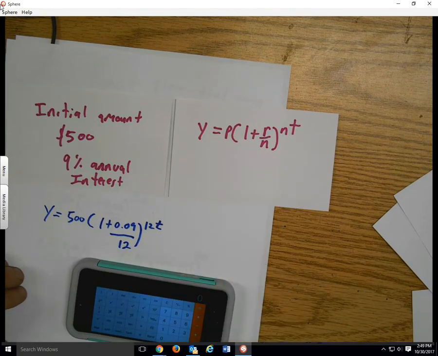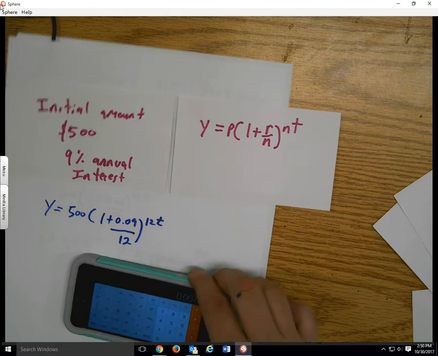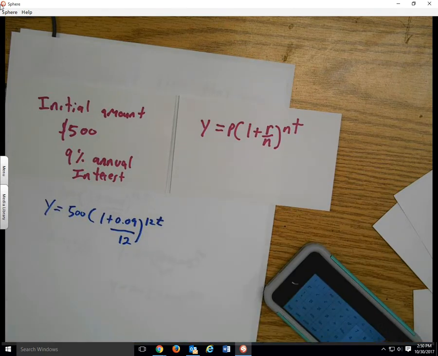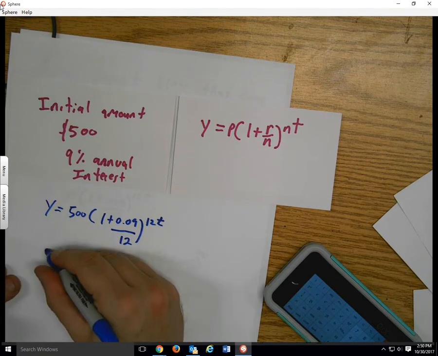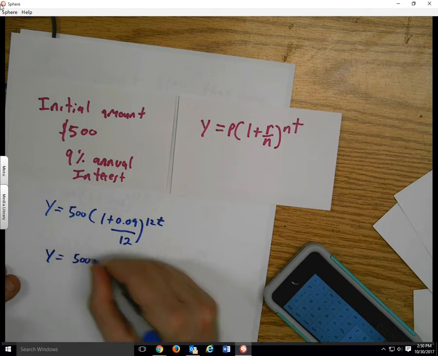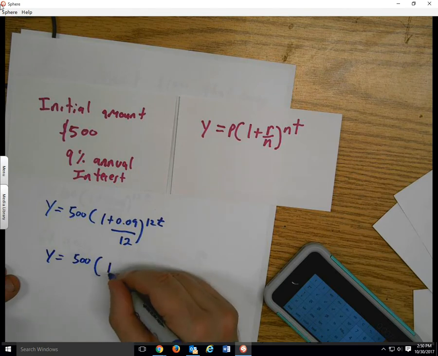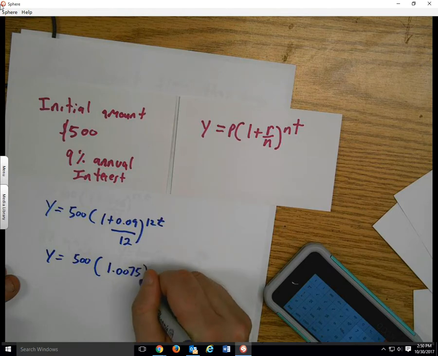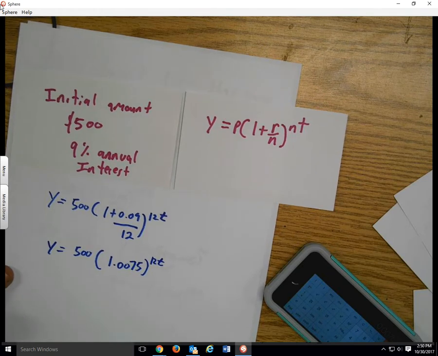So 0.09, let's see if I put an extra 0 by accident. 0.09 divided by 12 equals 0.0075. So we're going to add a 1 to that though, right? So it will be y equals 500 times 1.0075 to the 12th power times the number of years. Okay. So that's the answer to this.